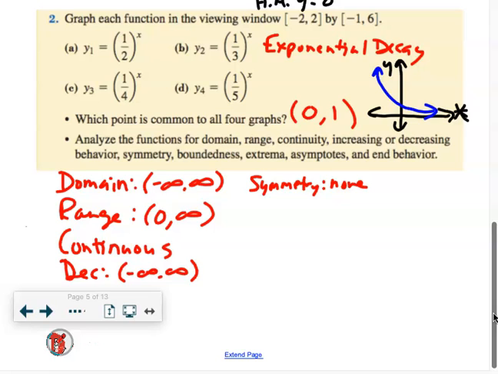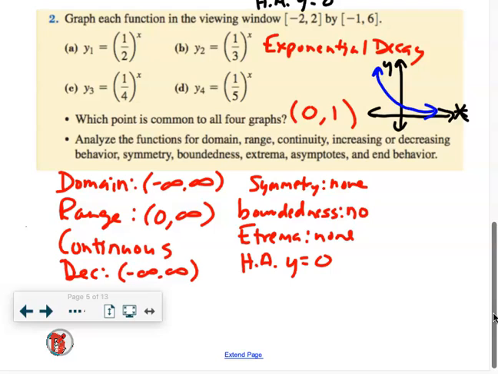Boundedness, still a no. It is bounded below, but it's not bounded above. No local maxes or local mins, so extrema none. We do have that horizontal asymptote of y equals 0. And we can explain the end behavior.